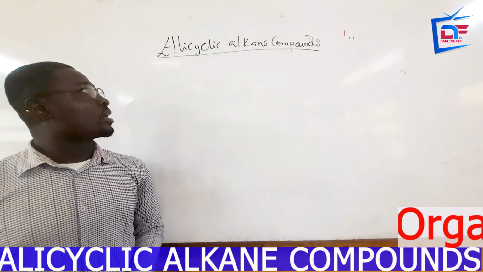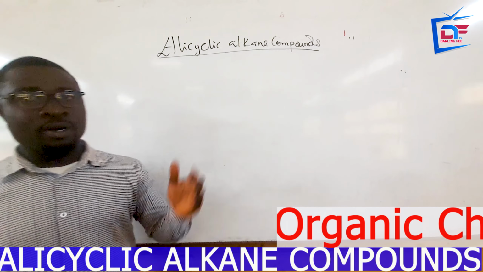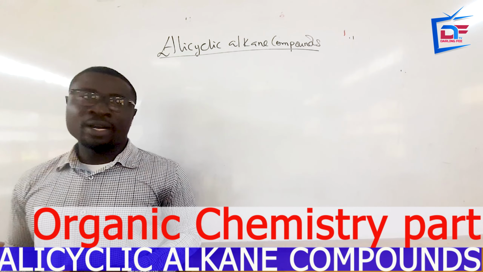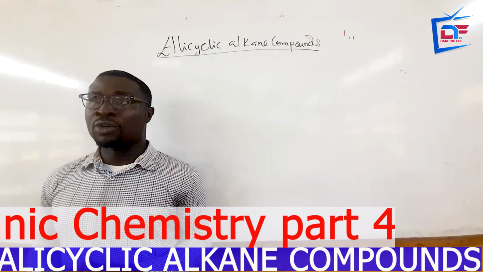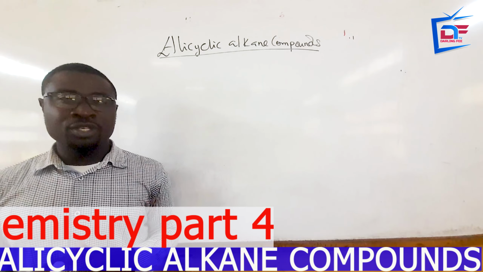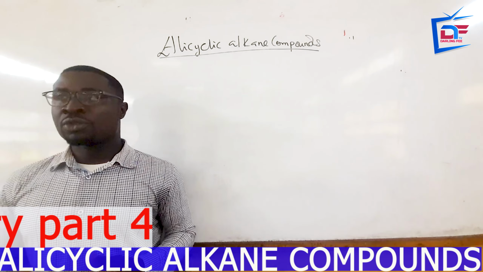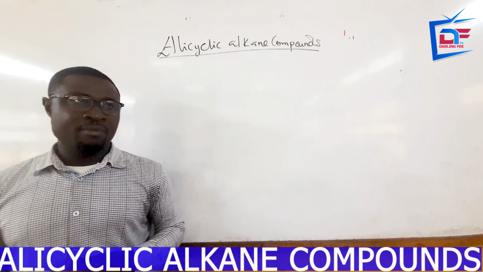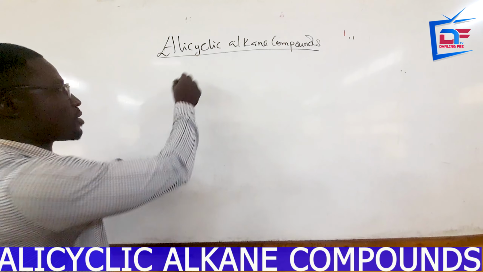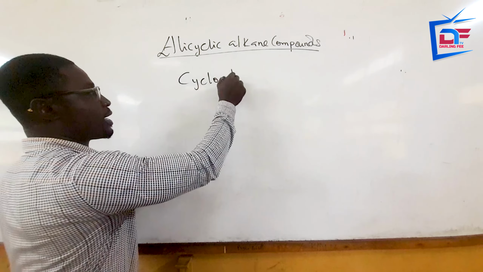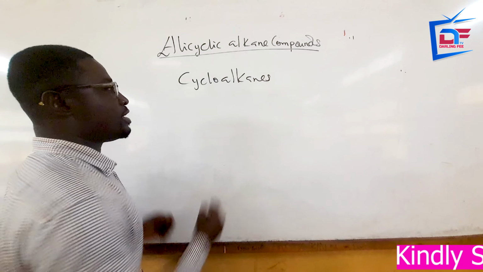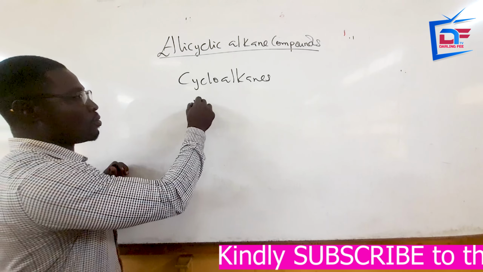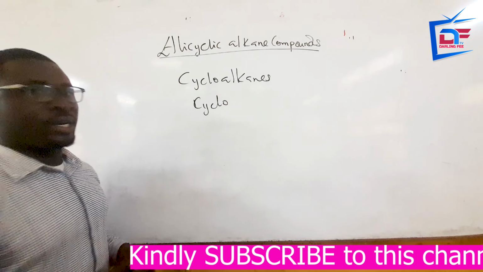Okay, now we want to look at alicyclic alkene compounds. When we talk about alicyclic alkene compounds, these are organic compounds which contain carbon atoms which are in closed rings. Also, we can say that they are joined by rings and they have a name. That is what we call cycloalkenes. So, in naming of these cycloalkenes, we use the prefix cyclo to start with the naming.